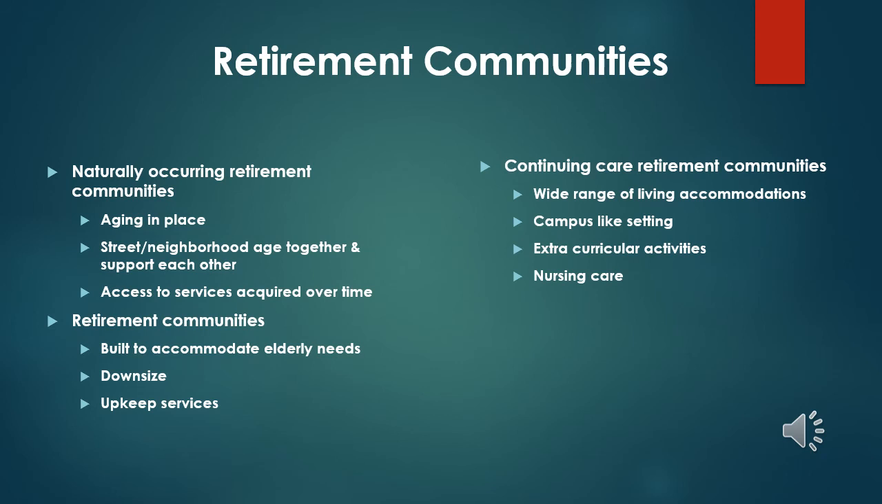The next is continuing care retirement communities. There's a wide range of living accommodations with this community. It can be very campus-like. Sometimes there will be a wing that has a different level of care. There are also often extracurricular activities like exercising, crafts, music, and there's also nursing care for certain wings that may need it.